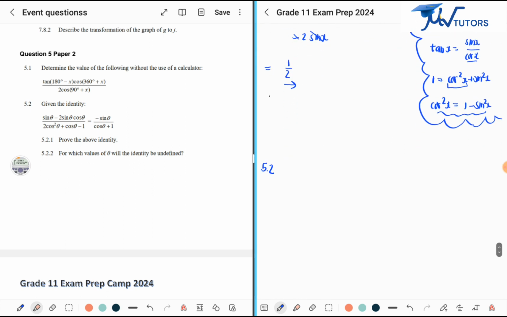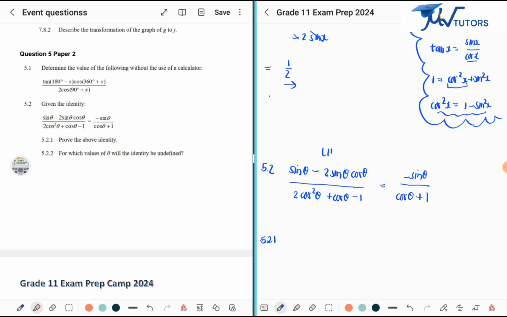And then 5.2, it says given the identity, so we have sine theta minus 2 sine theta cos theta all over 2 cos squared theta plus cos theta minus 1 is equal to negative sine theta over cos theta plus 1. Okay, so we have this identity, and the first question is that we must prove the identity.